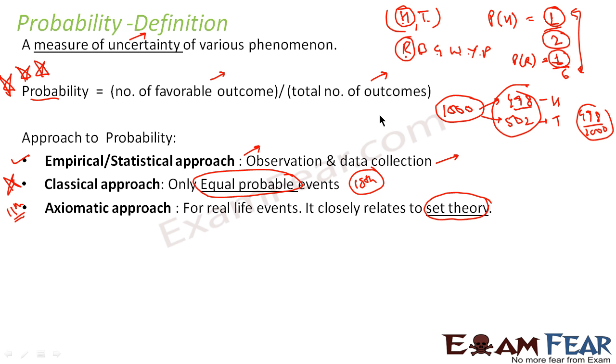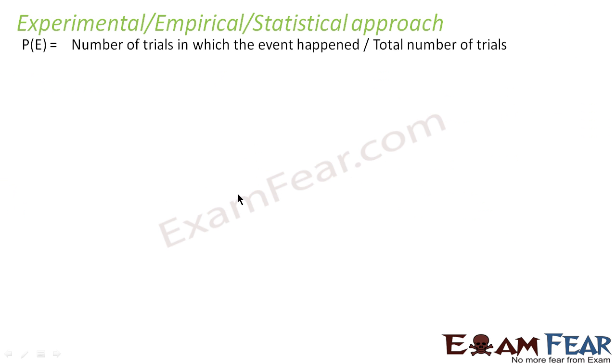Correct? There are 3 approaches: the empirical approach, where we actually perform the operation, the classical approach, and the axiomatic approach. We'll discuss a little bit more on the empirical approach now. In the empirical approach, we actually perform the operation, get the number of trials in which the event happened, and divide that by the total number of trials.